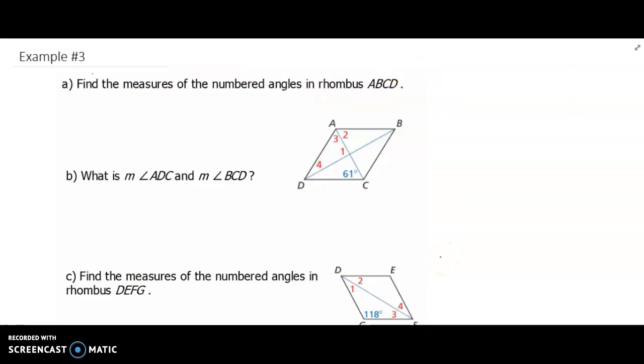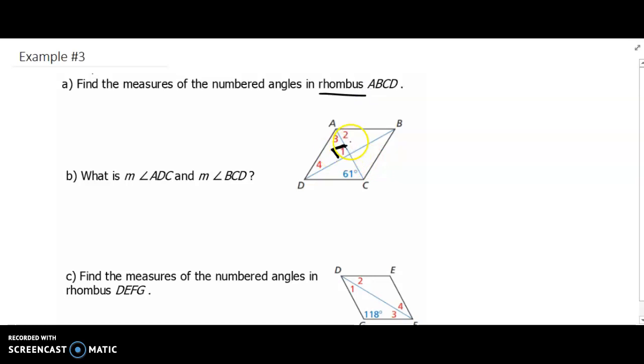All right, so using those two theorems and the properties you already know about parallelograms and rhombuses, I want you to go and try to do A, B, and C on your own, and then we'll go over each one of these. All right, let's look at part A first. It says find the measure of the numbered angles in ABCD, and we're given that this is a rhombus. Right there. So number one should be the easiest.